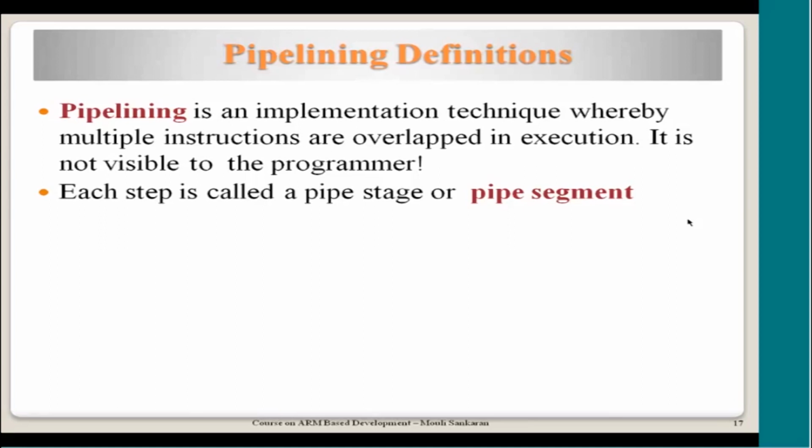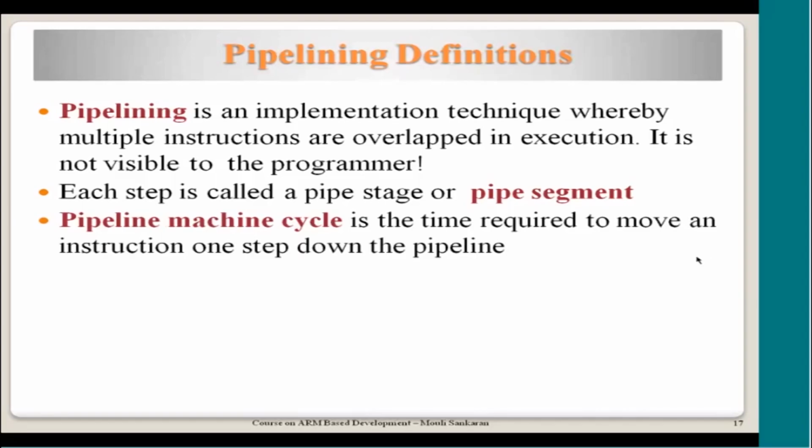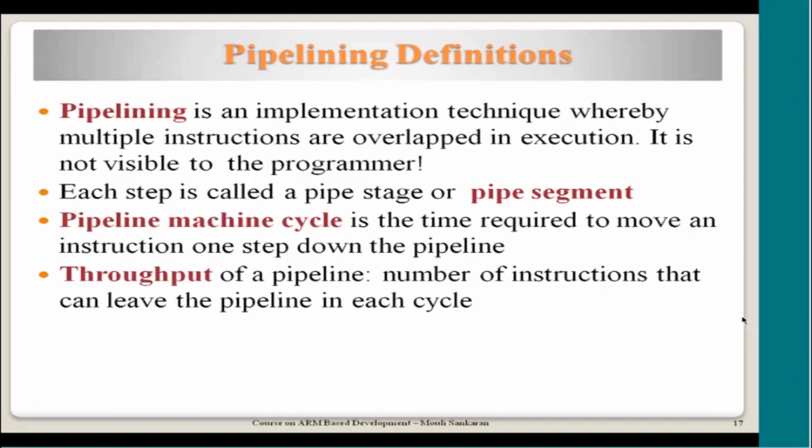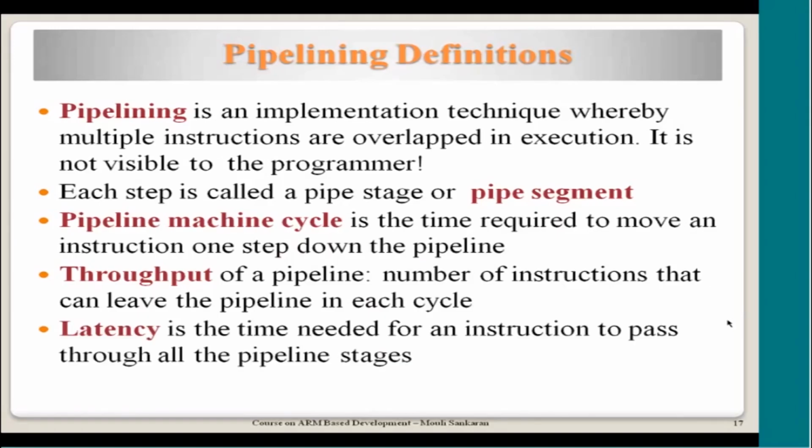Each step in the pipeline is called a pipeline stage or pipe segment, and the pipeline machine cycle is the time required to move an instruction from one step of the pipe to the next. The throughput of a pipeline is the number of instructions that can leave the pipeline in each cycle. Just remember this for a moment, it will get clear when I explain the concept. Latency is the finite time an instruction needs to pass through the pipeline. Based on the number of stages, the latency could be 3 cycles or 5 cycles, whether it is a 3-stage pipeline or a 5-stage pipeline.